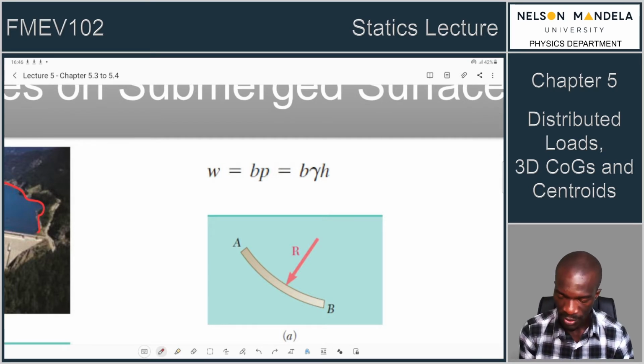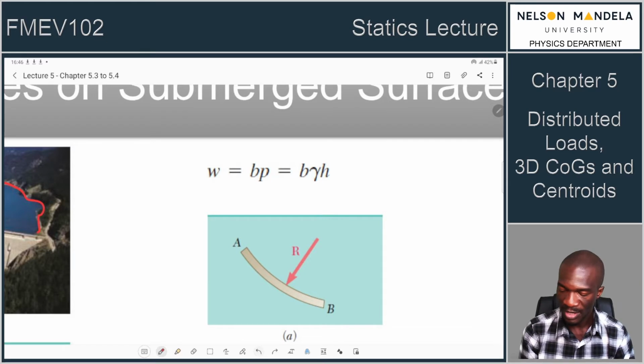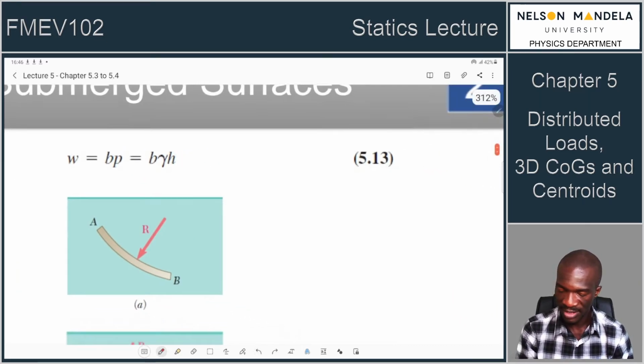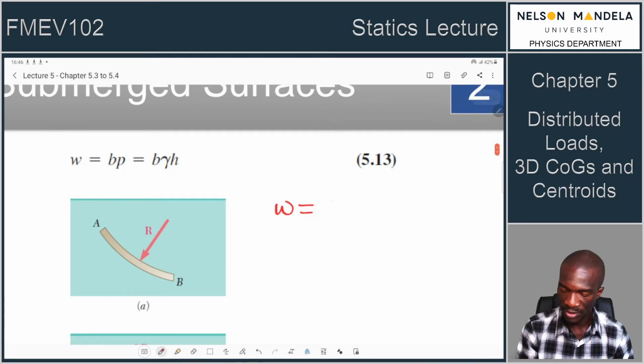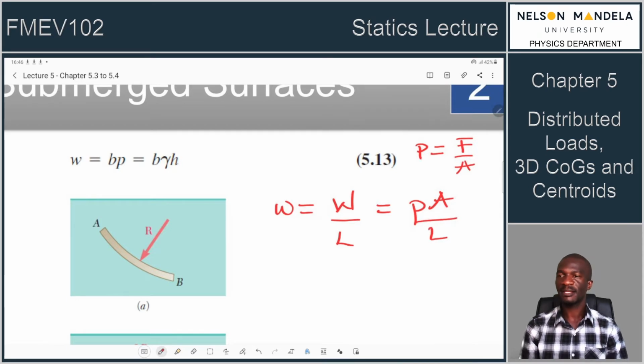So we already know that our weight per unit length is our small letter w. But if our w is equal to a weight per unit length, our weight is a force. Since our pressure is given as a force over area, then our weight is actually a pressure times an area divided by the length.